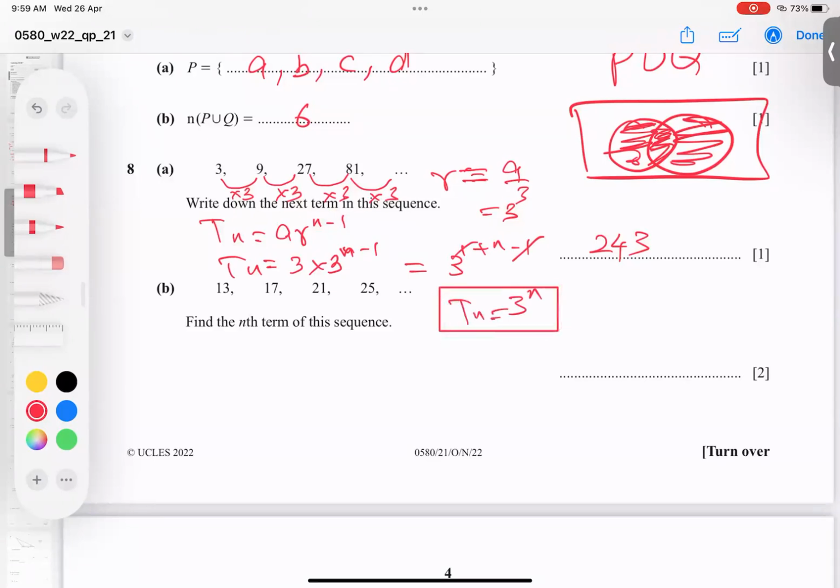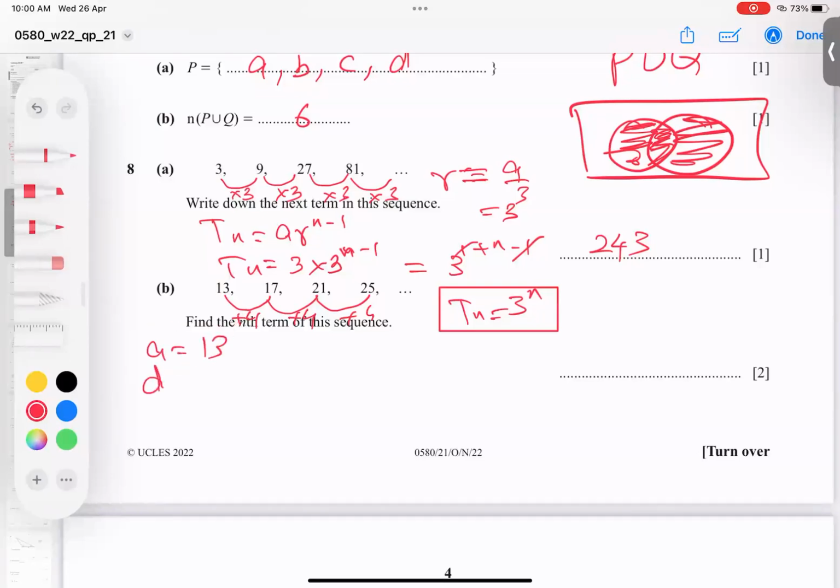If he asks you, anyway, come back. Next, the nth term of this sequence. So what is this gap? Plus 4, this plus 4, this plus 4. And what is the first term? The first term is 13, which is here.